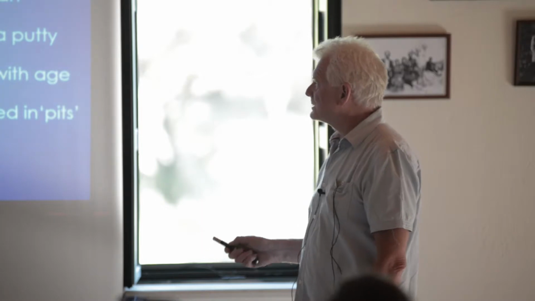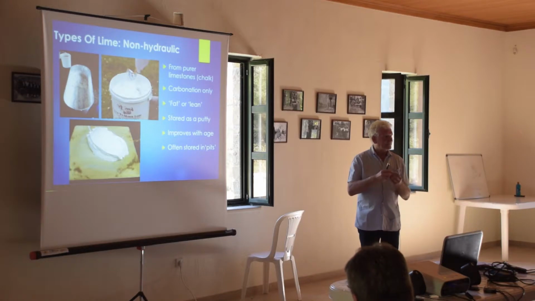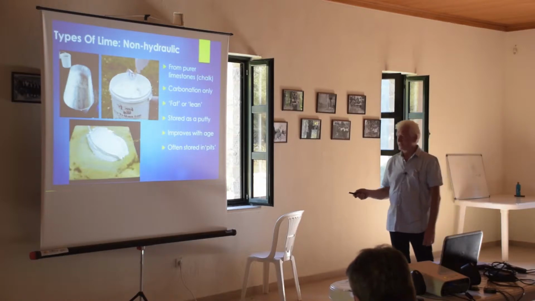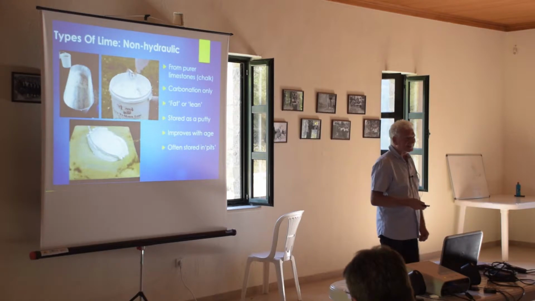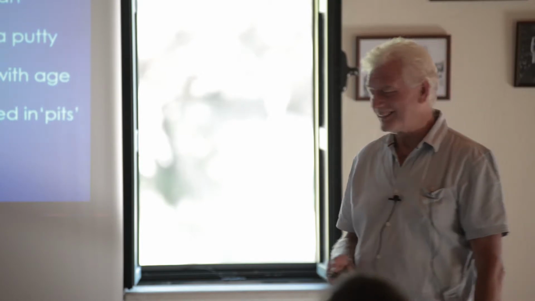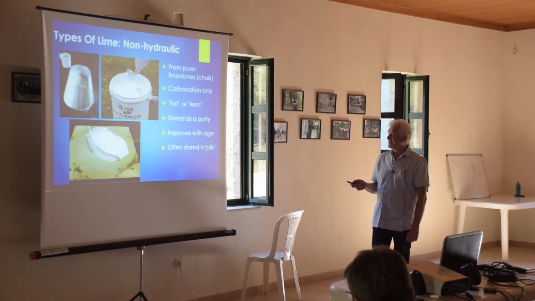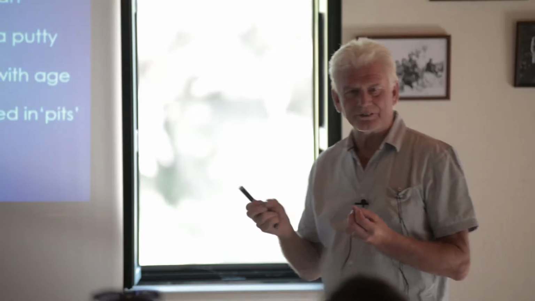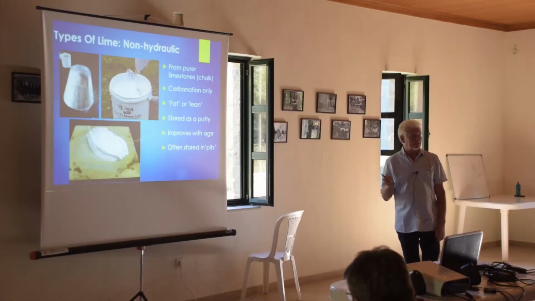So, this is basically what non-hydraulic lime looks like, what we call a putty, a paste. It's like a big ice cream or a big yogurt, but don't eat it because you'll die, and don't put your finger in it because it'll burn. Okay? It's made from the purer limestones, and it carbonates only. It's called fat or lean. If you see those terms with reference to lime, it means that it's a non-hydraulic lime.